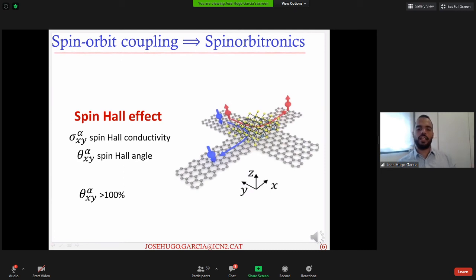To quantify this phenomenon, you can compute or determine the spin Hall conductivity that tells you basically how much spin current you create by the application of an electric field, or you can also determine the spin Hall angle, which basically tells you how much spin current you generate per unit of charge current. So this is basically a dimensionless conversion efficiency parameter. And the good thing is that it can be larger than 100%.